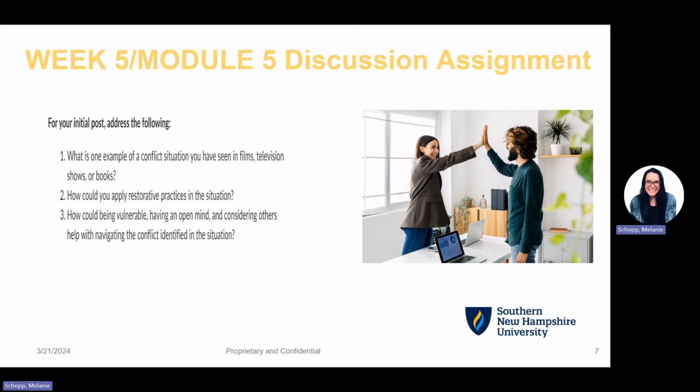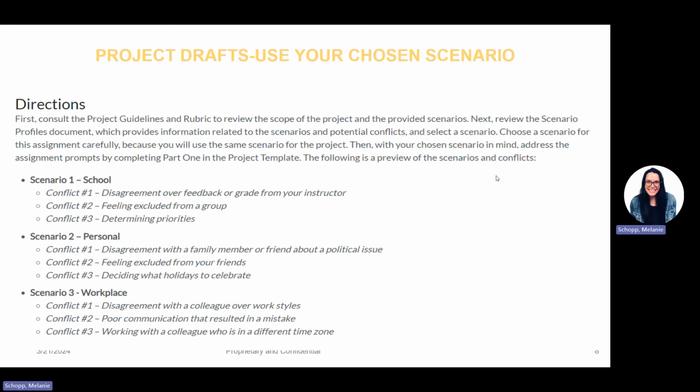This week, you are going to be answering the following questions. Number 1, what is one example of a conflict situation that you have seen in films, television shows, or books? Okay. Question 2, how could you apply restorative practices in the situation that you described above? And question 3, how could being vulnerable, having an open mind, and considering others help with navigating the conflict identified in the situation that you shared above in question 1? As a reminder, as you work through this week's module, make sure you are reading the content within the module, but also make sure that you are reviewing any of your required resources.